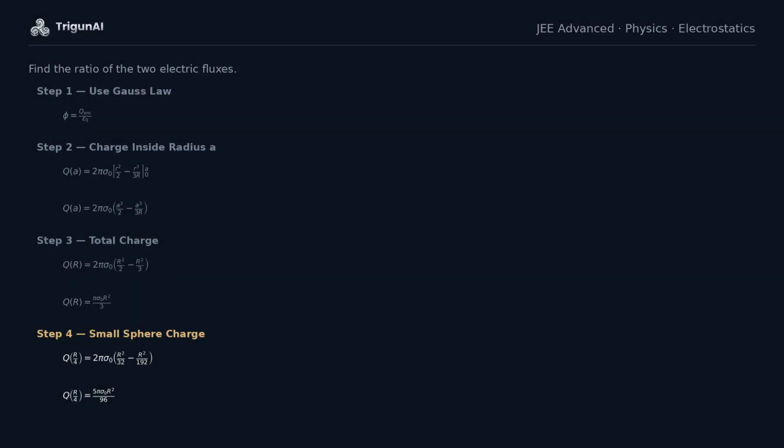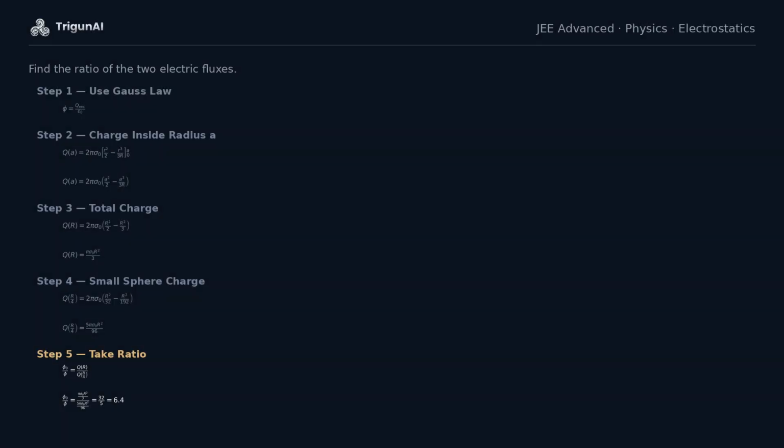The smaller sphere cuts the disk in a circular region of radius R by 4. So it encloses only the charge lying within that central region. The epsilon 0 factor cancels out, along with pi, sigma 0, and capital R squared. The required ratio is 32 by 5, which is 6.4.